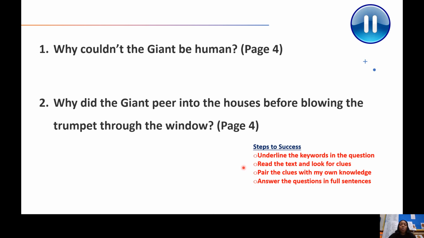Here we go. Why couldn't the giant be human? Find this on page 4. Why did the giant peer into the house before blowing the trumpet through the window? Pause the video so you can answer those questions.